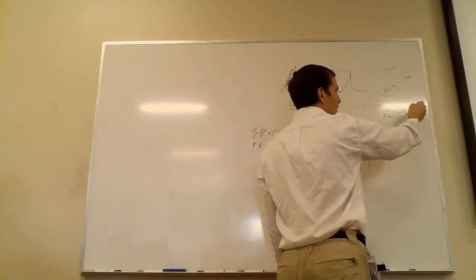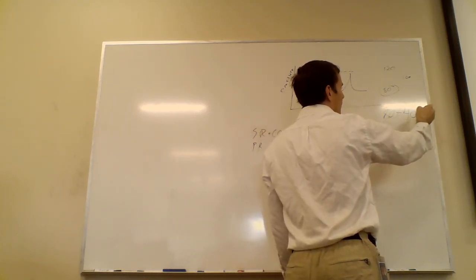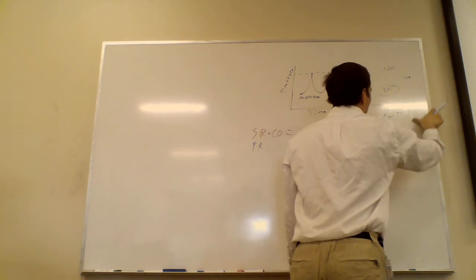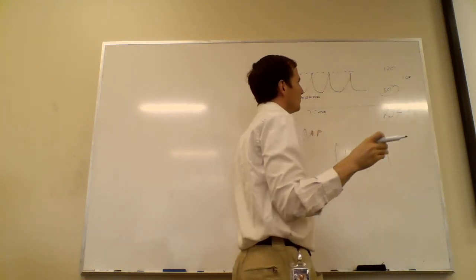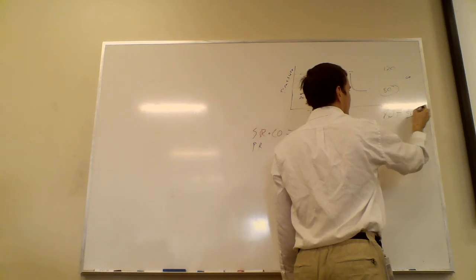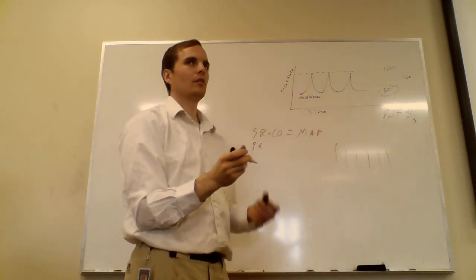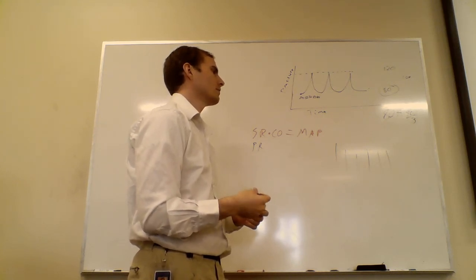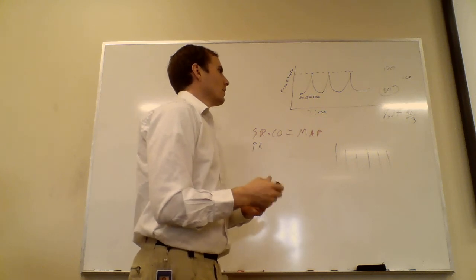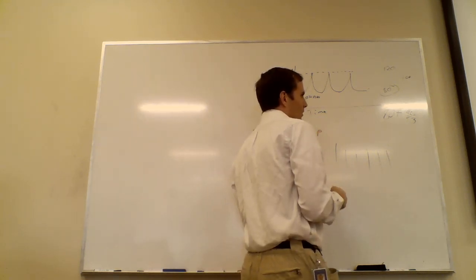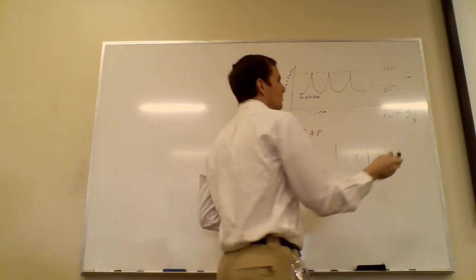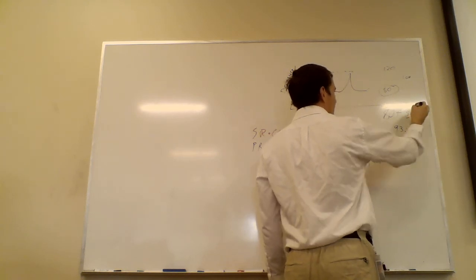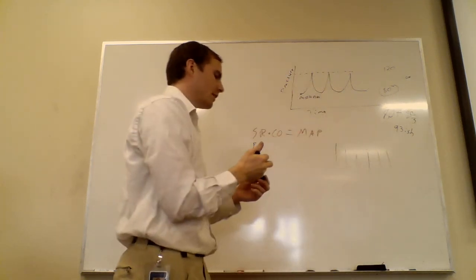So mean arterial pressure is like diastolic plus, wait, it's 1/3 the difference between systolic and diastolic pressure, right? 1/3 of 40, that's 13.3. I'm not mathing, I have no idea. Anyway, that's going to give you 93-ish. Great. Some days I can math for fun, other days I want to burn it.